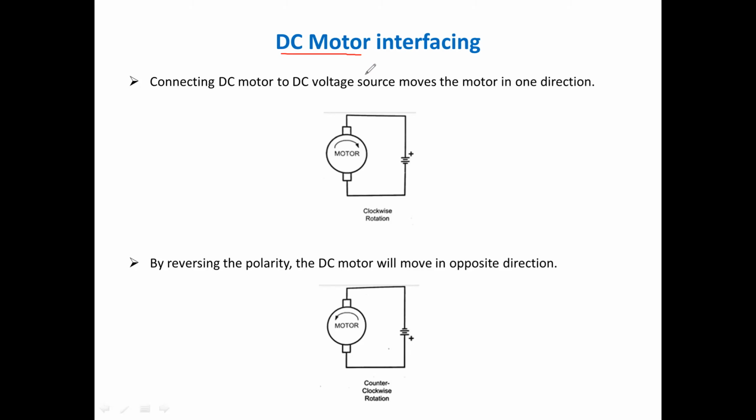To run this particular motor in the forward direction, you have to provide the excitation in this way, that is positive on the one end and negative on the other end. If you reverse the polarity, then the rotation of the motor will be reversed, that is, in the opposite direction. By this way, you can control the direction of the DC motor using the 8051 controller.